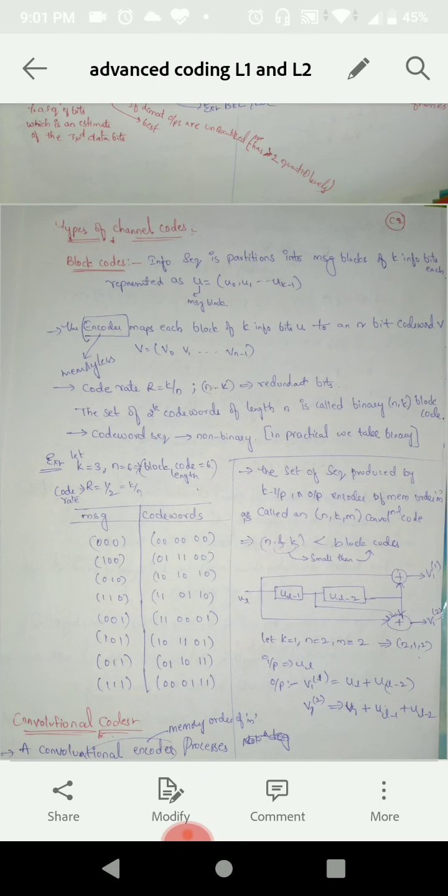So with v having 0 to n minus 1, meaning n bits in v, we can form 2 power k code words using that. The code word sequence, in practice, we will take as binary, but generally it is non-binary.